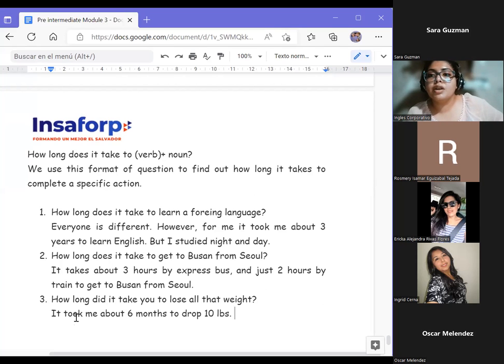So we are going to end the topic here. We have more information about how questions, but we are going to complete the information tomorrow on the last day of the week. So we are going to end here and we are going to see each other tomorrow on the last day of this week, number 3.